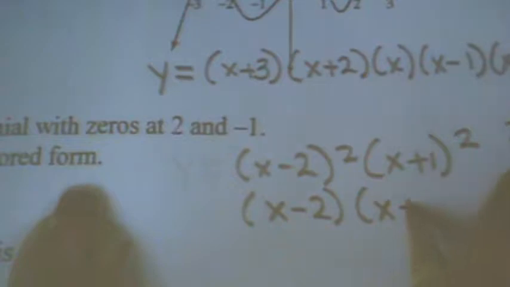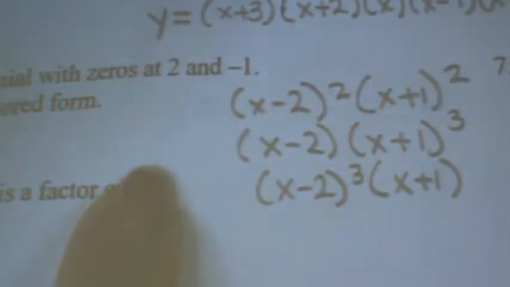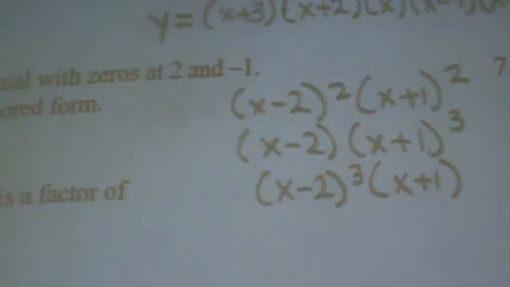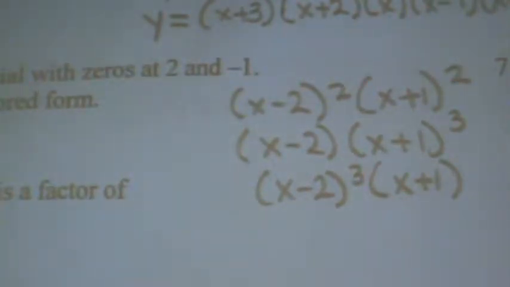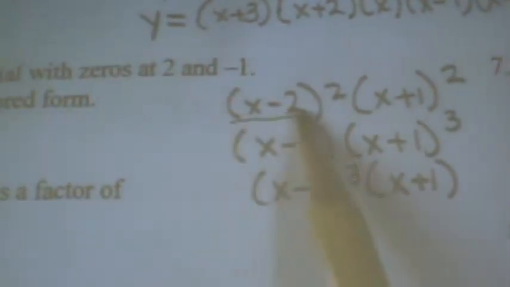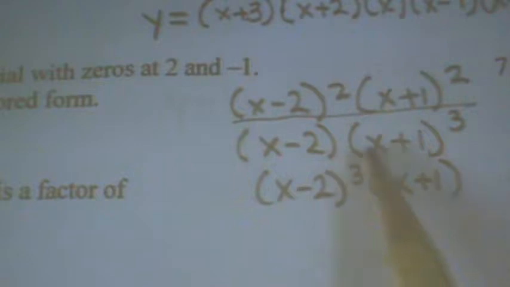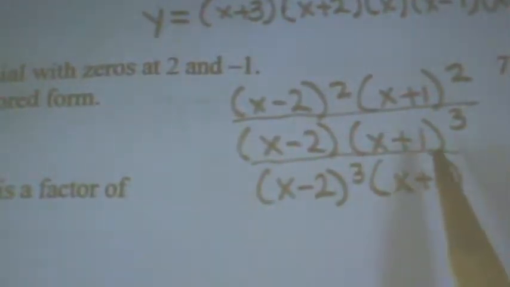You could have had this. Or you could have had that. Those are all 4th degree polynomials with zeros at 2 and -1. Those are all fine. It didn't say whether, if it said it touches at both of them, then this is the only answer. If it says it crosses at both of them, crosses through, then one of these 2 answers would have been it. But I didn't give you any specifics, so any of these 3 answers work. Does everyone understand the difference?